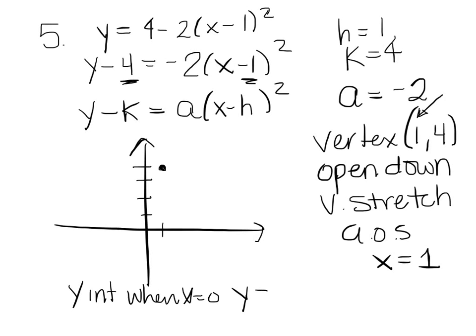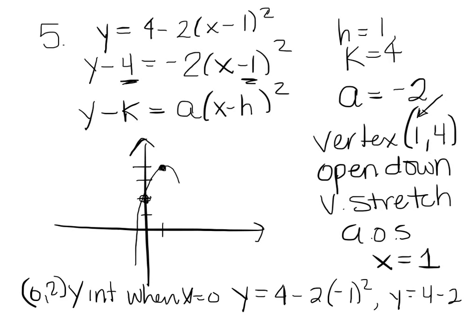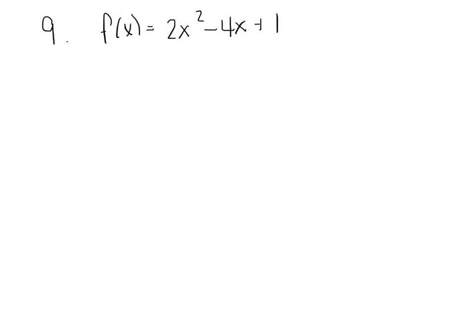So in my case, y is equal to 4 minus 2 times 0 minus 1 squared. So that's going to come out to y equals 4 minus 2, or just y equal 2. So I have a y-intercept of 0, 2. So let me put that on my graph. And that gives me an idea of how much my vertical stretch actually looks like. Now if I wanted to go further, I could find those x-intercepts as well, but I'll leave that for another time.